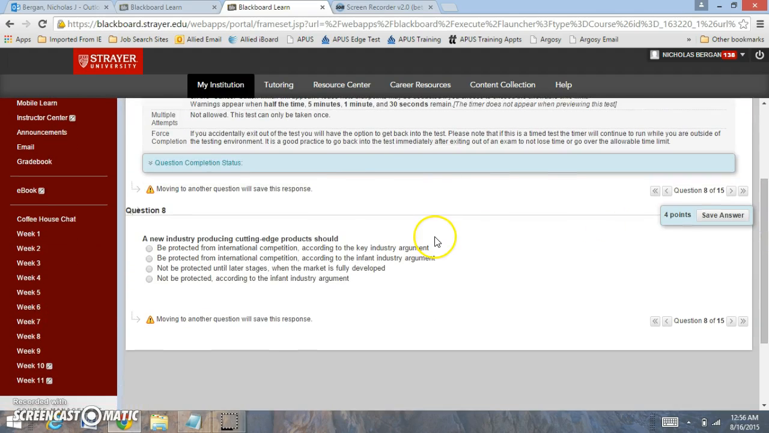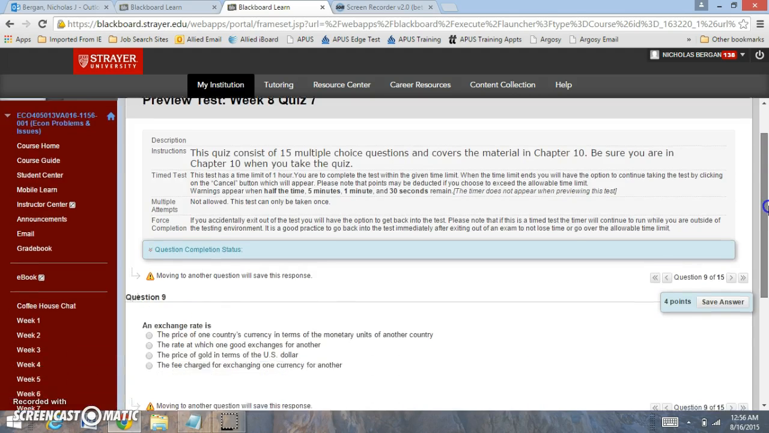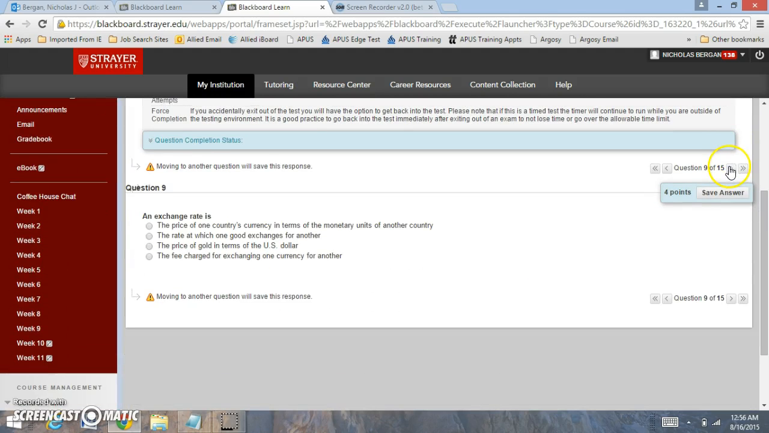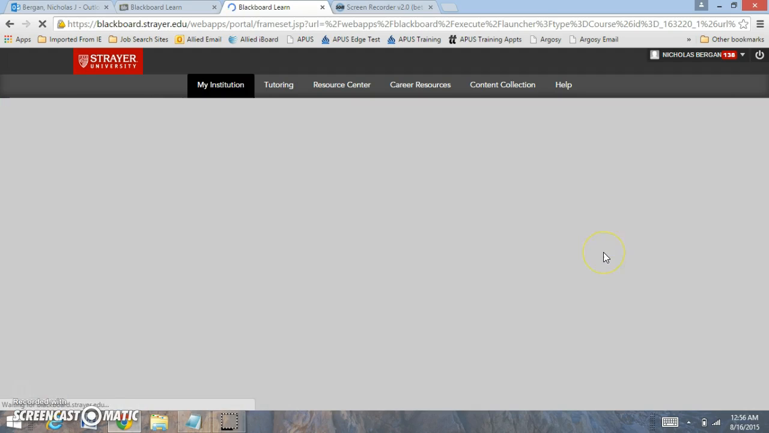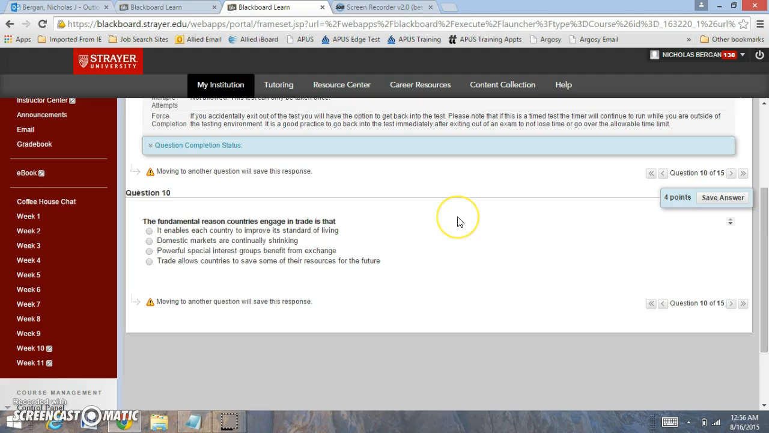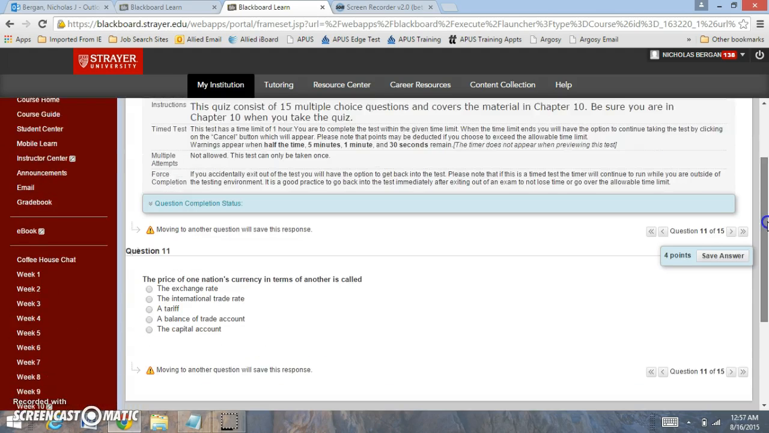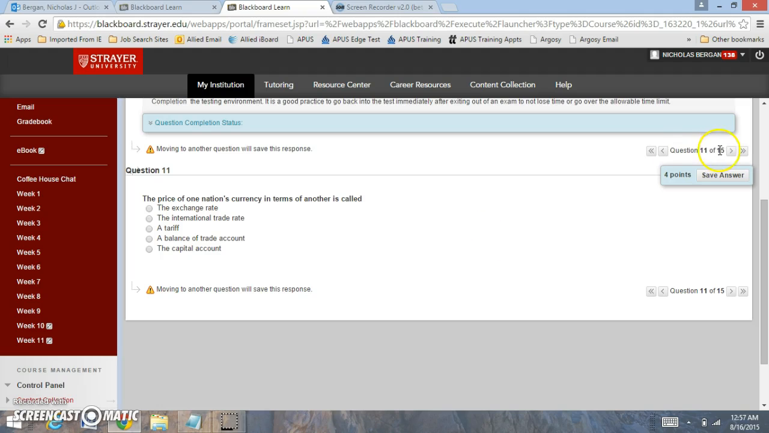A new industry producing cutting-edge products. What should they focus on? And that's looking at the infant industry argument. What is an exchange rate? Fundamental reason countries engage in trade. What is one of the main reasons? The price of one currency in terms of another.